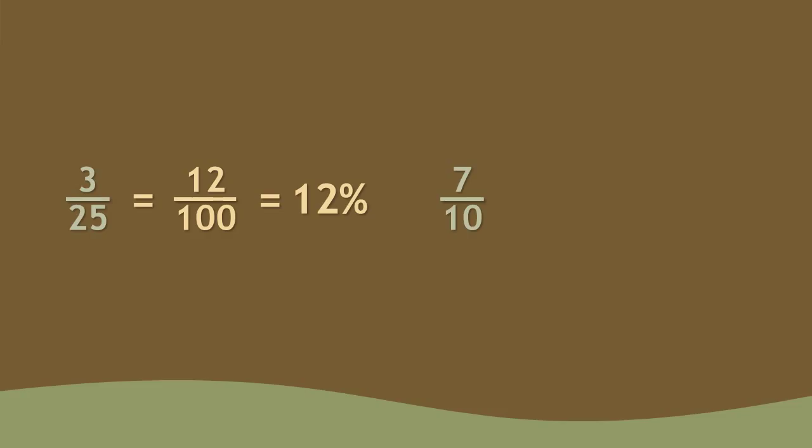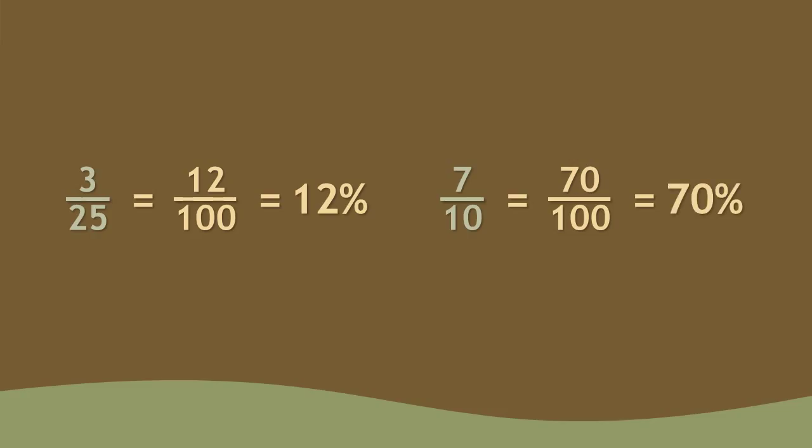Okay, 7 over 10, we are going to do the same thing. Very quickly, we should know that we can multiply 10 by 10 to get 100. So that means we multiply 7 by 10 to get 70. And 70 over 100 equals 70%.